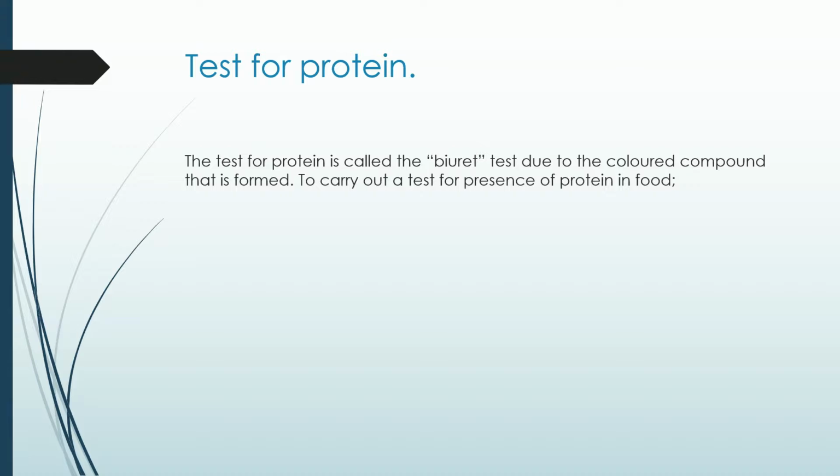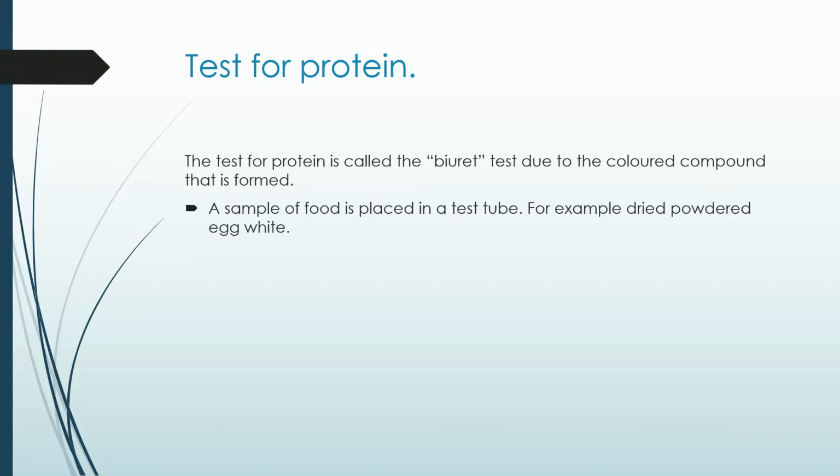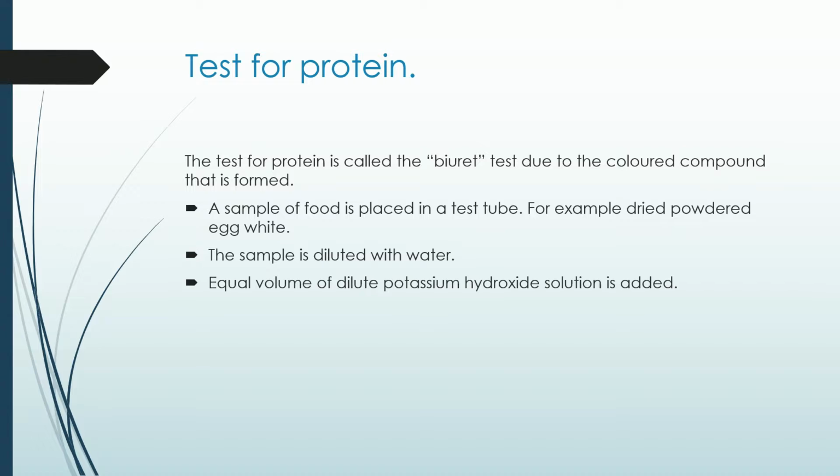To carry out this test, you need a sample. For example, you take some egg whites. You place this sample in a test tube. It can be dried, it can be whatever you want to test. You're gonna test this sample for proteins. So you mix it with water to dilute it, of course distilled water or pure water. This is because you don't want to complicate your results, contaminate your sample.